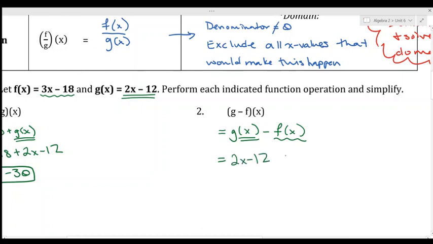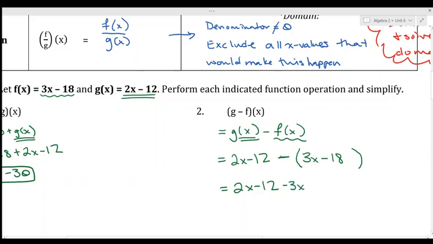Then I have this subtraction sign, and now what's going to happen is you have to put parentheses around the f of x function because this negative is going to change all of the signs inside of your f of x. So our f of x is 3x minus 18. So when we distribute this negative, it changes all the signs. So now what we have is 2x minus 12. This negative changes this positive 3x into a negative 3x.